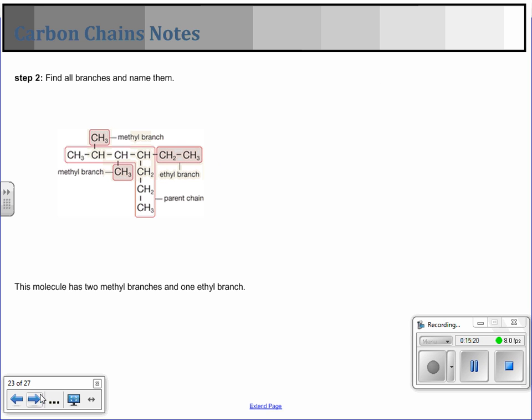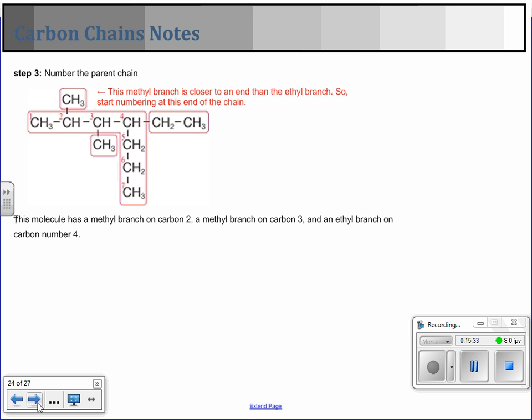Next, we need to find all the branches and name them. We have a methyl branch, a second methyl branch. We have an ethyl branch here because it's got 2 carbons. Our parent chain is still there. So this molecule has 2 methyl branches and 1 ethyl branch.